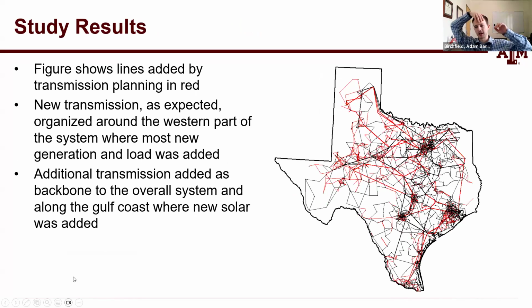Shows the new transmission lines that were added by this example. And kind of as expected, these new transmission lines are organized around where a lot of the new generation was in the western part of the system, and in a general backbone overall, including along the Gulf Coast where new solar was added. This picture I should explain. It shows the new lines added in red there from these study results. So that's just a preliminary study. I've got a paper with a lot more details on what we did here.